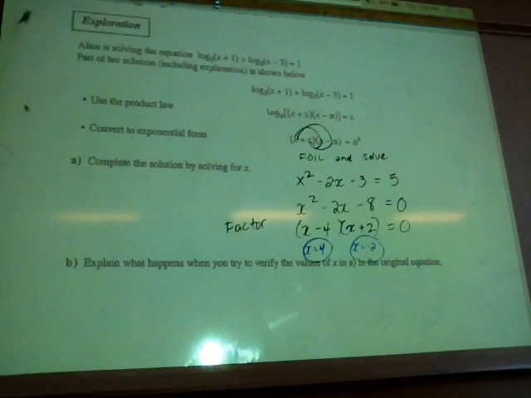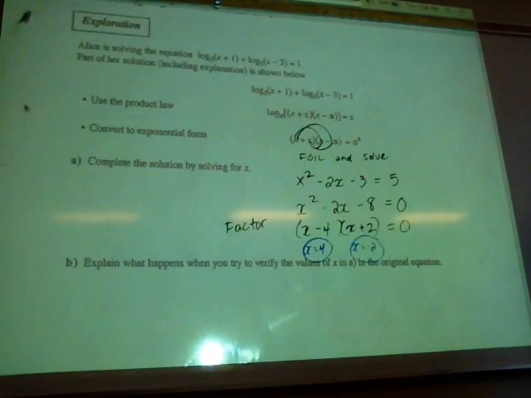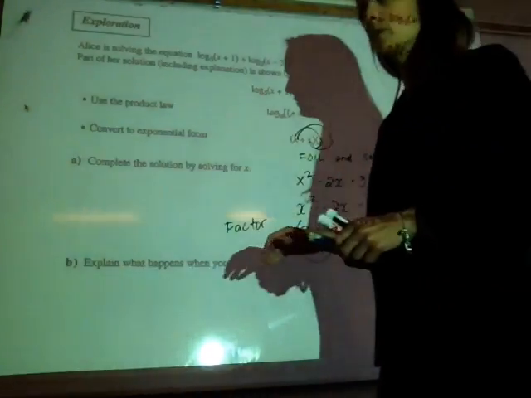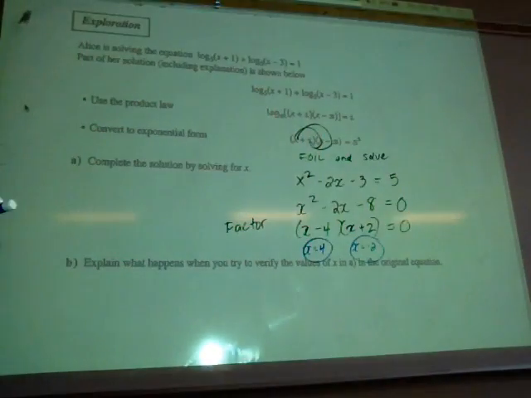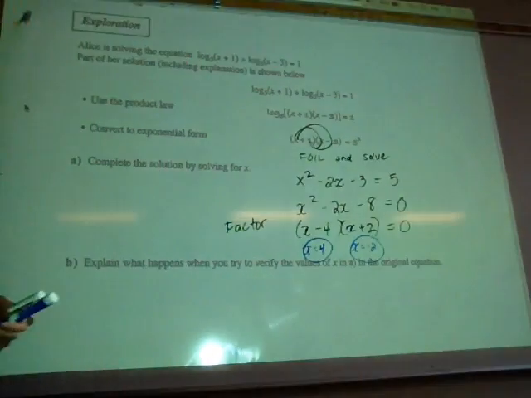Okay, when we're solving logarithmic equations, it's very important that we verify our answers. Okay, we can't just assume that 4 and negative 2 are actually our answers. We might have extraneous solutions. So we're going to sub x equals 4 back into the original equation. We're going to check to see if left-hand side equals right-hand side. And then we're going to do the same with x equals negative 2.